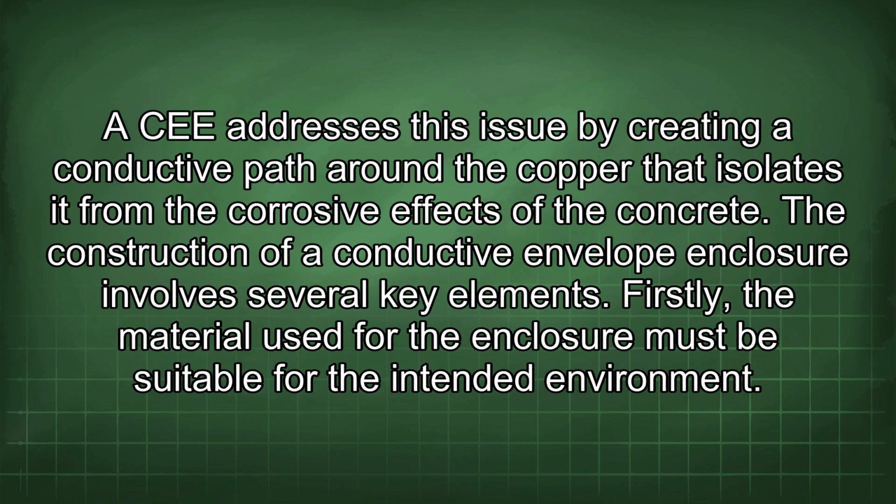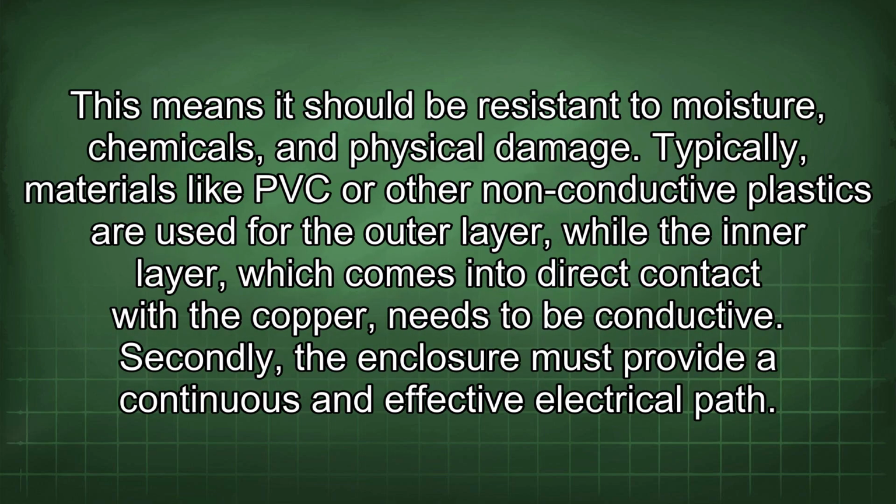of the concrete. The construction of a conductive envelope enclosure involves several key elements. Firstly, the material used for the enclosure must be suitable for the intended environment. This means it should be resistant to moisture, chemicals, and physical damage. Typically, materials like PVC or other non-conductive plastics are used for the outer layer, while the inner layer, which comes into direct contact with the copper, needs to be conductive.